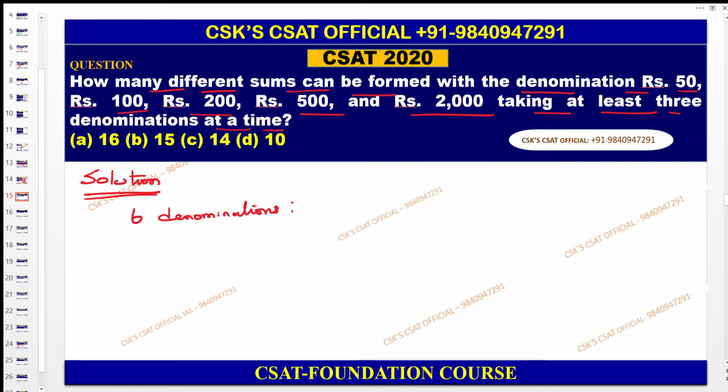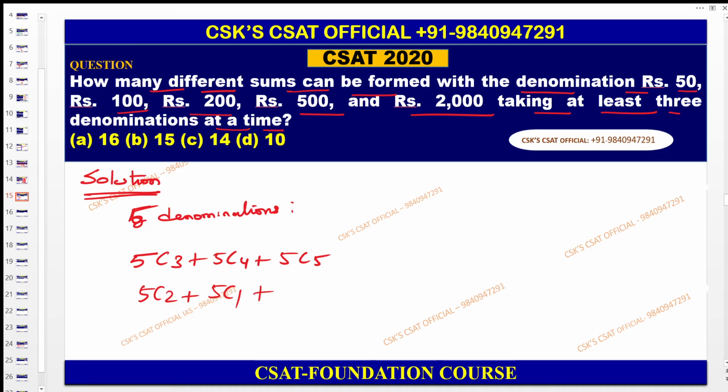So that only you have to check. 6 or 5, 5, right? 5 denominations, 50, 100, okay, 5. Now try to understand. At least 3, this we have done in your class also. 5C3, 5C4, 5C5, that's it. 5C3 can be written as 5C2, 5C4 can be written as 5C1.